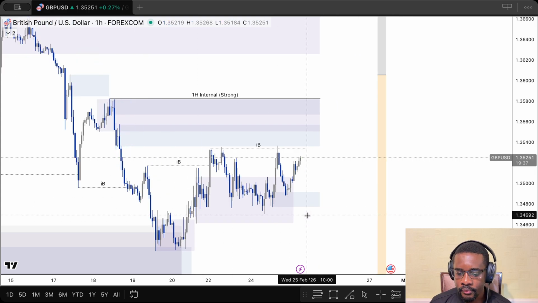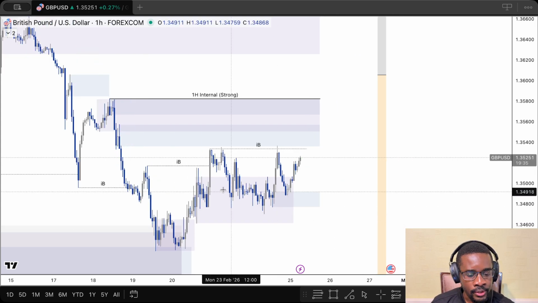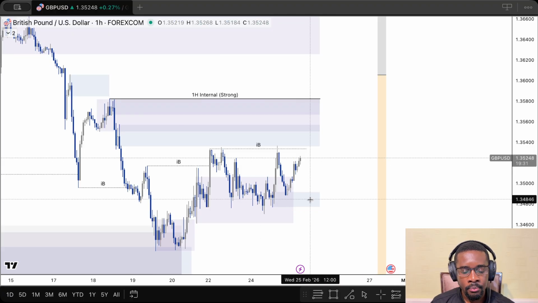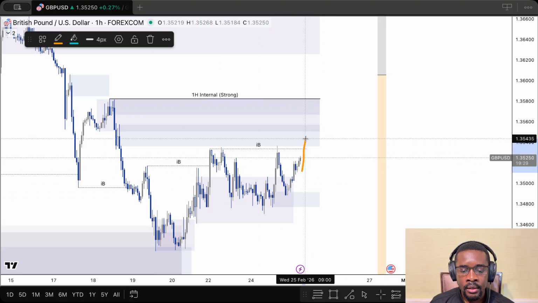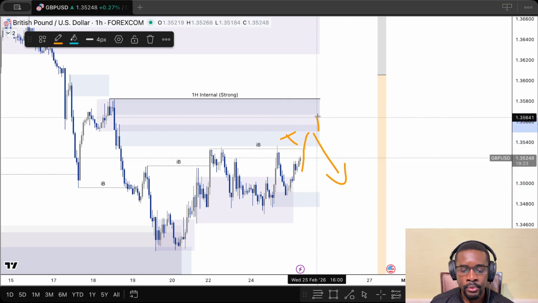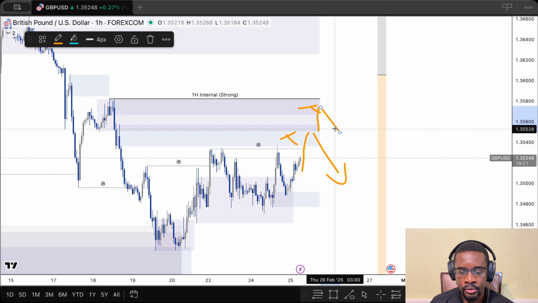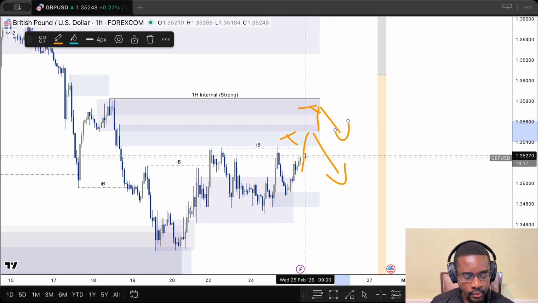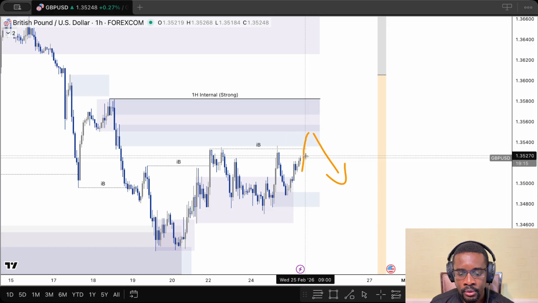So those are my ideas for today. This is what I'll be looking at. I think the pound is a bit clearer, so that means we may be looking for price to mitigate this, and then we'll look for a quick reaction. If this fails, then we'll be looking for price to mitigate this and then look for a quick reaction. So that's what I'll be looking at.